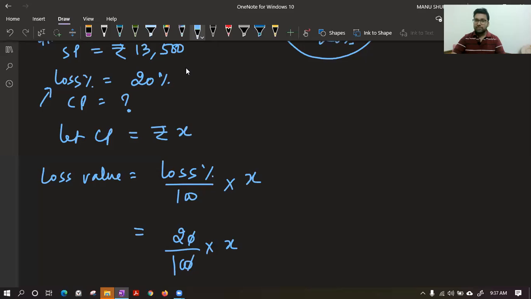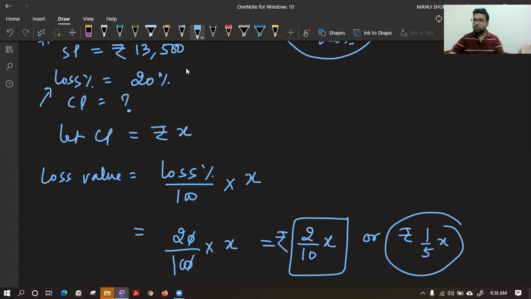So 0, 0 cancel and you will say it is 2 by 10 X. This is the value of loss. So rupees 2 by 10x, or if you want, you can write that also. It is correct. Rupees 1 upon 5x. Both are correct. Actually, I like these kind of numbers not to be cut. That's why I leave them like this only.